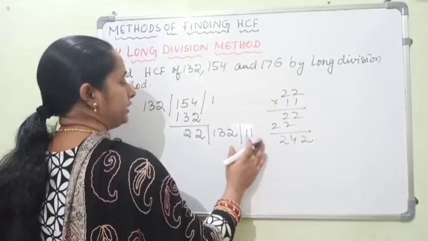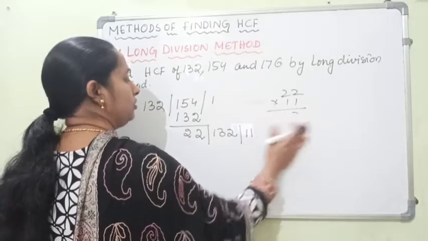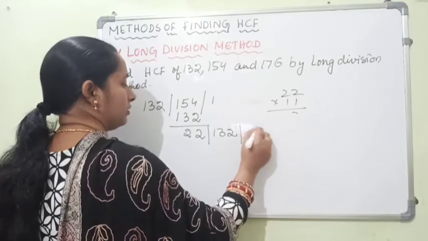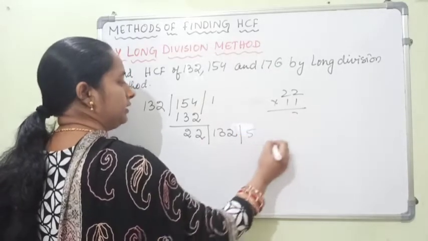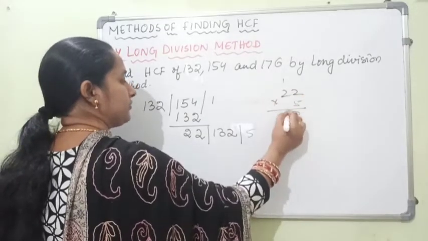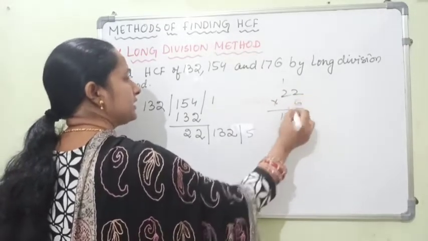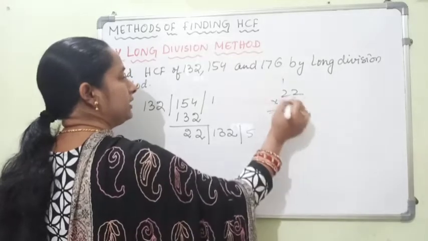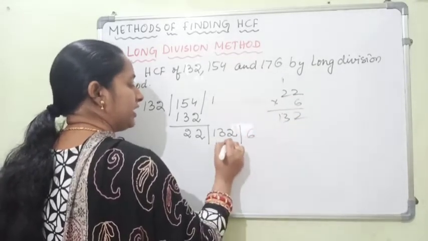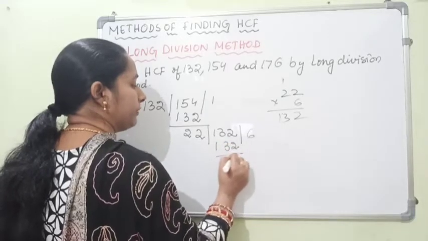It's more than this. 22 5s are... 5 2s are 10, plus 1, 11, 110. 6 2s are 12, plus 1, 13. Then 22 6s are 132, and we got the remainder 0.